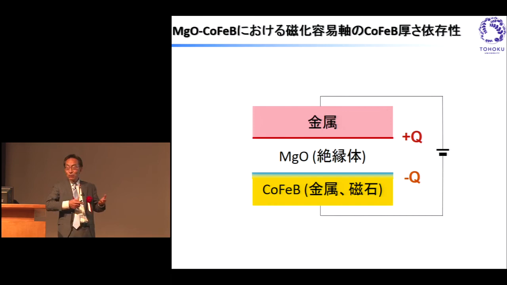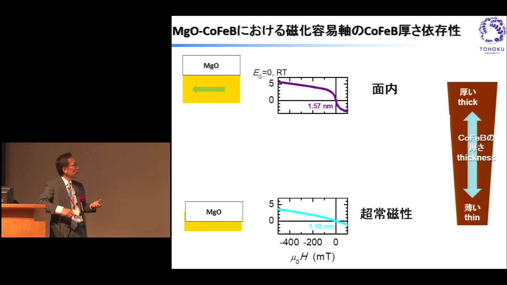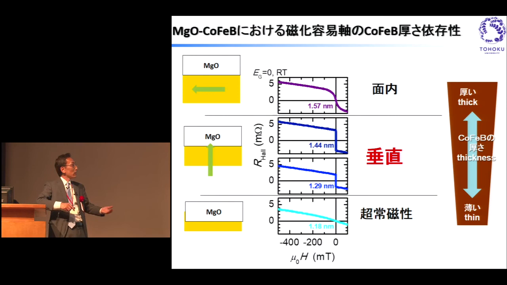So as I said at the beginning, we wanted to go to a thin material. And this is the element whose thickness changes gradually. When it is thick, it is in plane. If it is too thin, it is paramagnetic. But in between, there is a special condition. With the right selection of the thickness, like 1.4 or 1.3 nanometers, we can find the perpendicular.